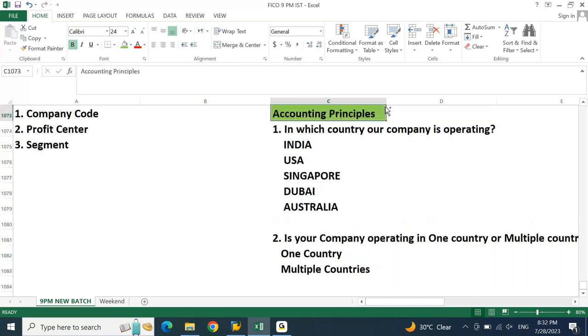Now, for the first point, in which country is our company operating? If you are operating in India, your accounting will have to be performed in India, and you have to submit your financial statements or reports to the Indian local authorities or accounting authorities, because according to the Indian Companies Act or Indian accounting standards, you need to prepare the financials and submit them for validation, auditing or verification. Now in India, which accounting principle will we use?